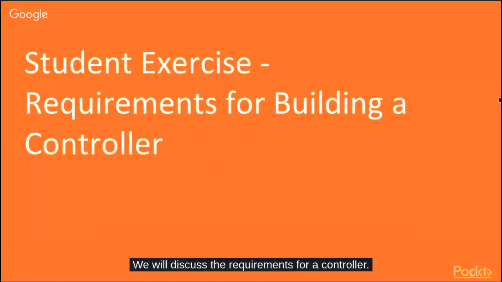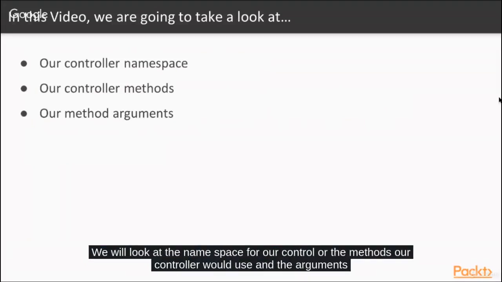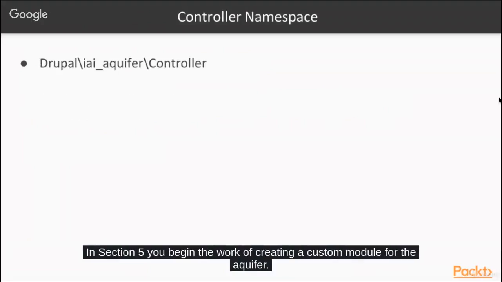In the previous two videos, we created a controller and a block. In this video, we will discuss the requirements for a controller you will begin to build. We will look at the namespace for our controller, the methods our controller will use, and the arguments for our methods. In section 5, you began the work of creating a custom module for the aquifer content type.